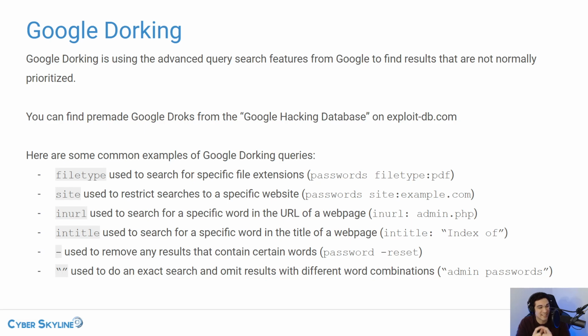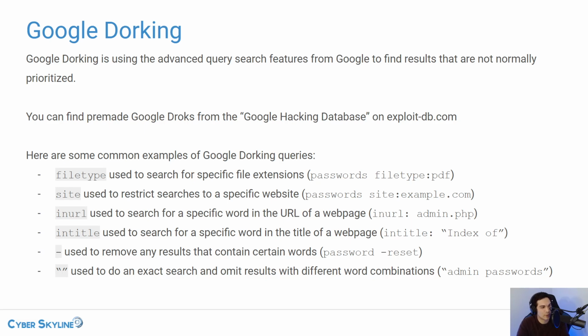You can also use the site keyword to restrict searches to a specific website. So if you're trying to find passwords on a specific website, if I type in passwords site:example.com, this will only give me anything that matches passwords on that website, so that you can filter out any other websites that might be showing up in your search results.